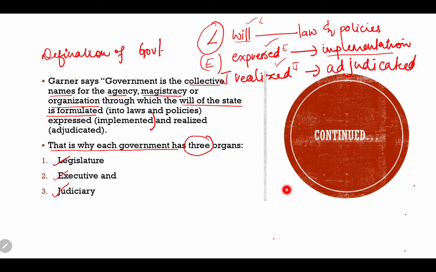So Garner has beautifully used the words so that the understanding will be clear, because will has a different meaning, expressed has a different meaning, and realized has a different meaning. He has beautifully used words that totally relate to the narratives of the three organs of the government, okay.